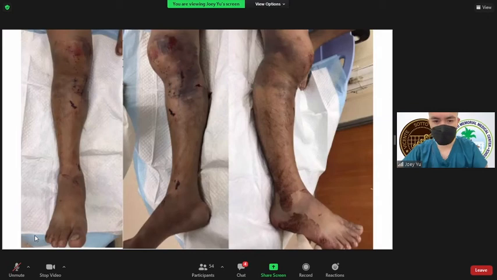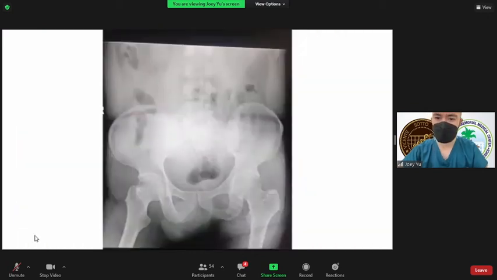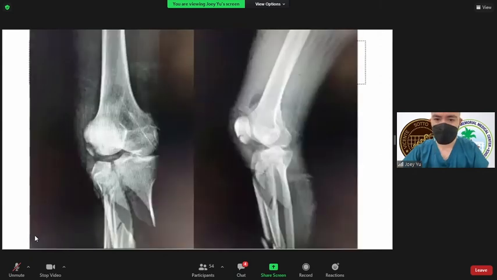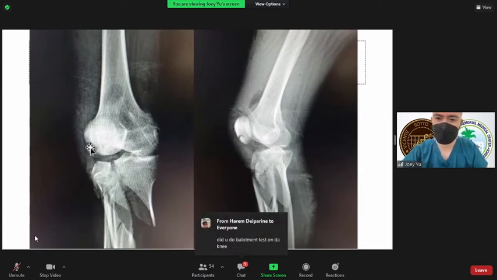So for the x-rays, this is your AP view of your pelvis. Noted no fracture nor dislocation. Also, for your AP and lateral view of your thigh, no fracture nor dislocations were noted. But on your AP and lateral view of your knee, there's a possible chip fracture of your lateral condyle and an incomplete fracture of your distal pole of your patella.